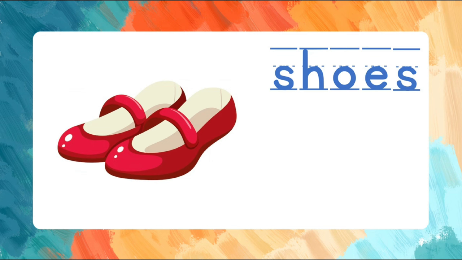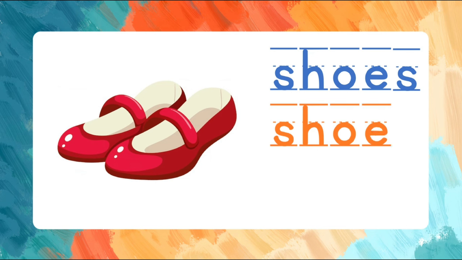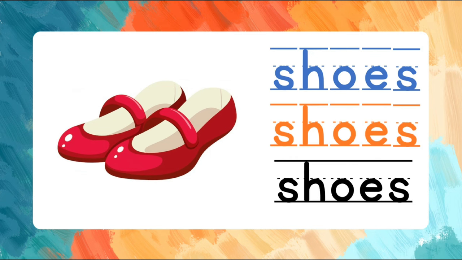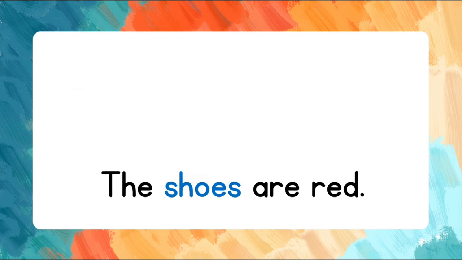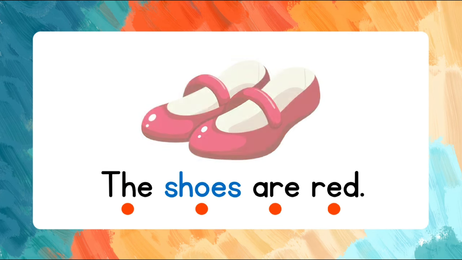Let's spell the word again. S H O E S. Shoes. Let's read the sentence. Say, the shoes are red. The shoes are red.